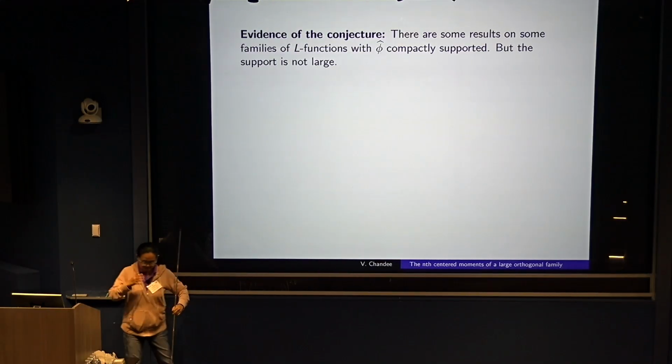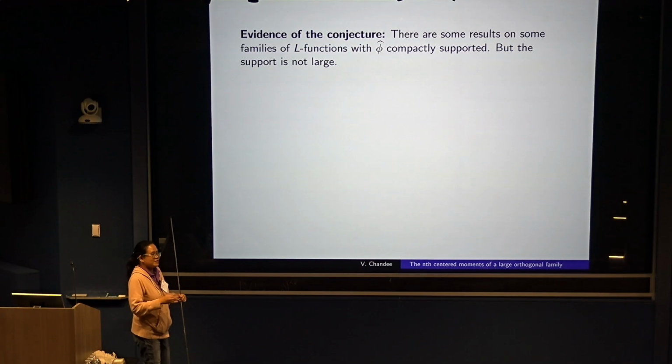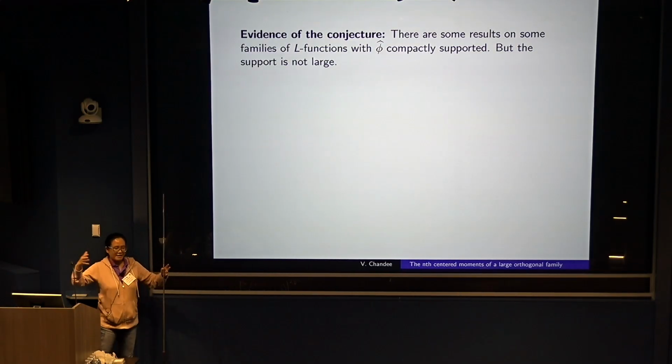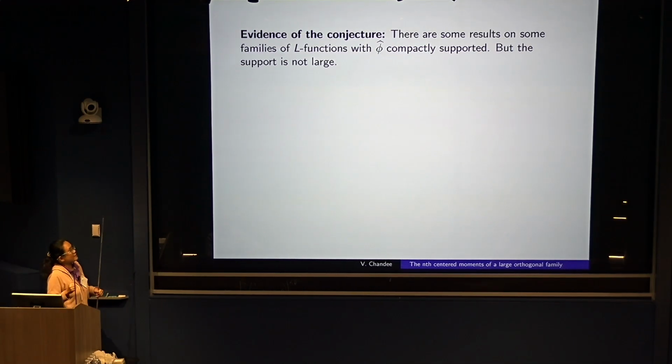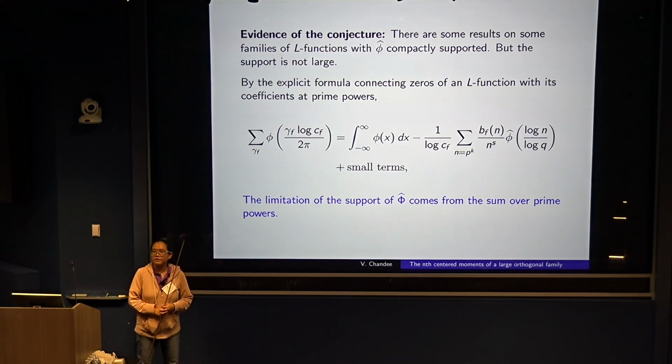But the support for phi hat is compactly supported, and the support is not really large. Usually it's like -1, 1, -2, 2, for example. But before we get to see some of these examples, let's take a look at why we have this limitation in the support of phi hat.